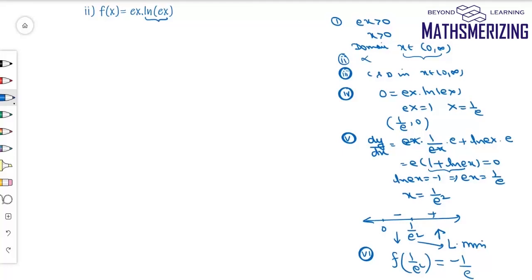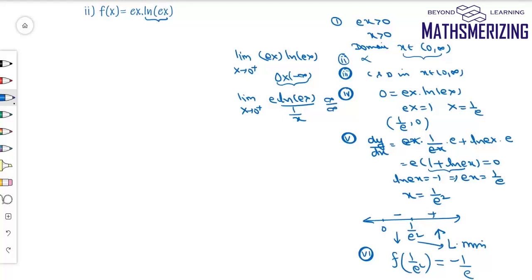Now here, because the domain is from 0 to infinite, I'll need to find this limit. Limit x tends to 0 positive, x into ln x. So the first thing that we'll do in any limit is to find its form. Its form is 0 into ln 0, and ln 0 is minus infinite. So it is 0 into infinite, which is an indeterminate form. So I can write it as limit x tends to 0 positive, ln x upon 1 upon x, which is infinity upon infinity form. Now I can use L'Hospital rule.